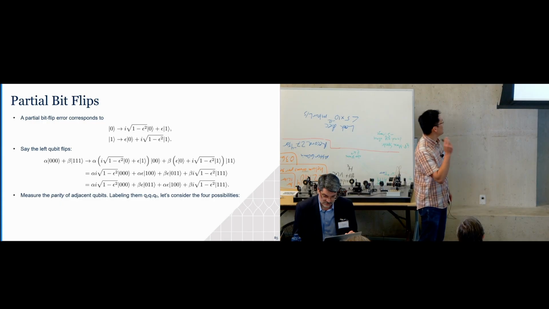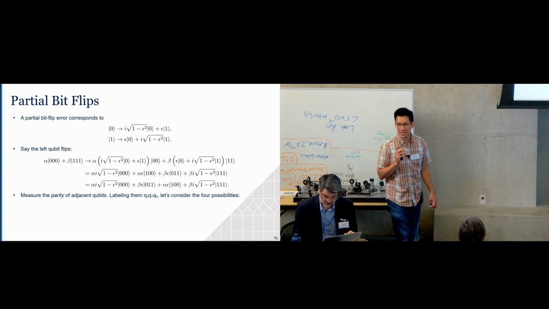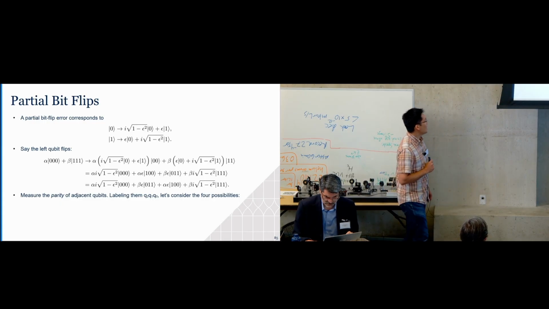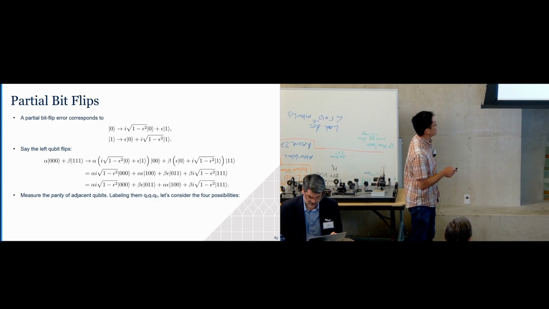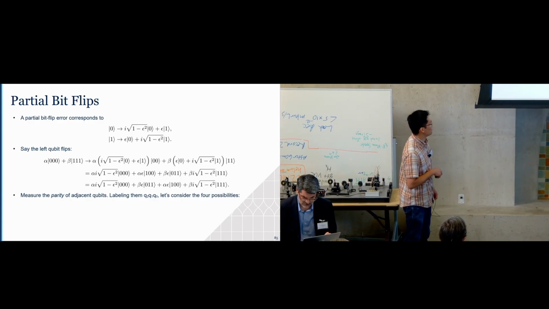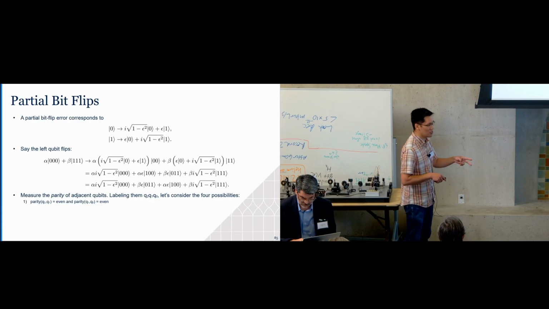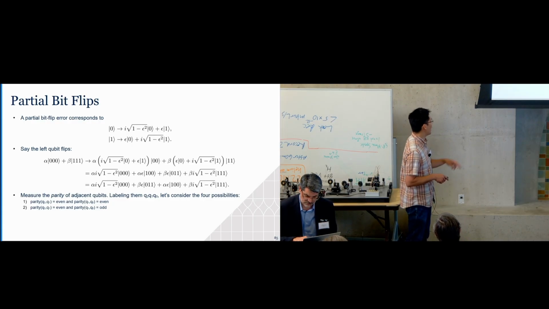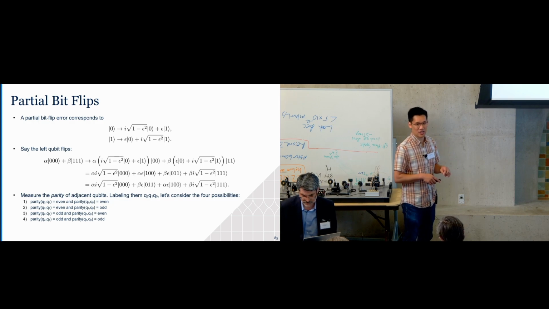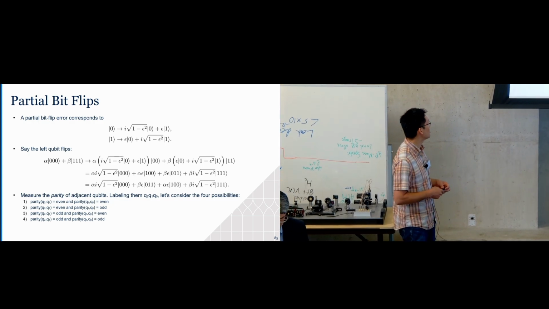And now we can measure the parity of adjacent qubits and see what happens. And so now, because there's more states, different things can happen with different probabilities. And in general, there's 4 possibilities. The parity of the left 2 qubits and the right 2 qubits can both be even. You can have even and odd, or you can have odd and even, or you can have odd and odd. And so we're going to investigate each of these one by one.